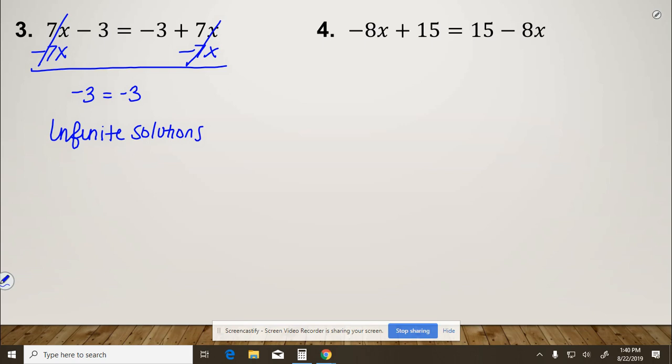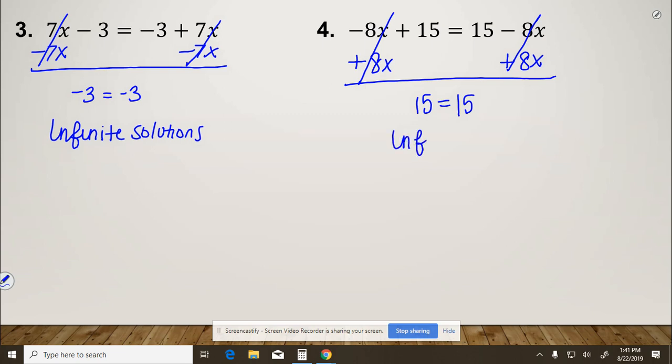Number 4, start by getting those x's together. Opposite of -8x is +8x. Those cancel out, and I'm left with 15 equals 15. Again, exactly the same thing. Therefore, I have infinite solutions.